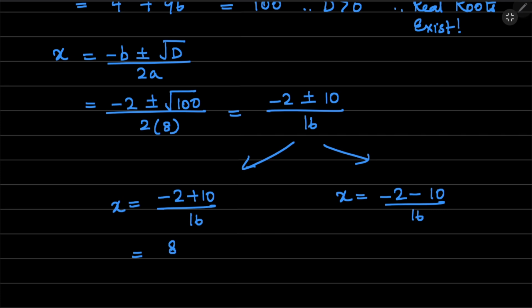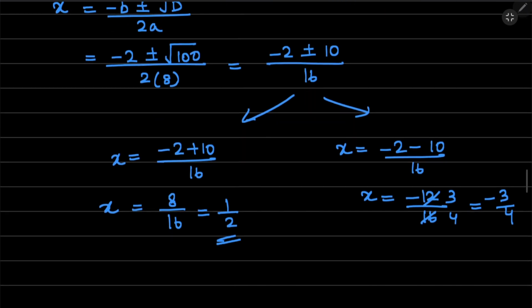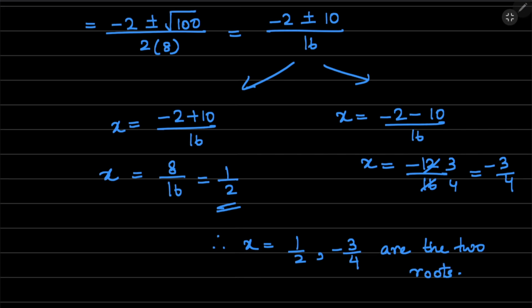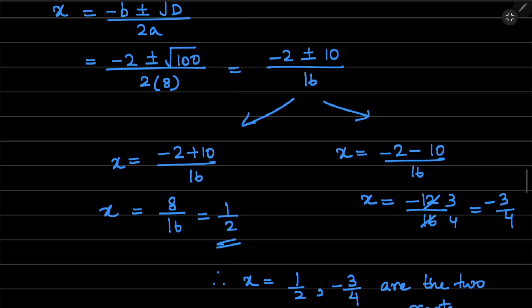So here 10 minus 2 is 8 by 16, which is 1 by 2. So x equal to 1 by 2 is one value. Here you have x equal to minus 12 by 16, right? 4 3s are 12, 4 4s are 16, so minus 3 by 4. So what are the two roots? Therefore, x equal to 1 by 2, comma, minus 3 by 4 are the two roots of the given equation. So this is how you have to do it.